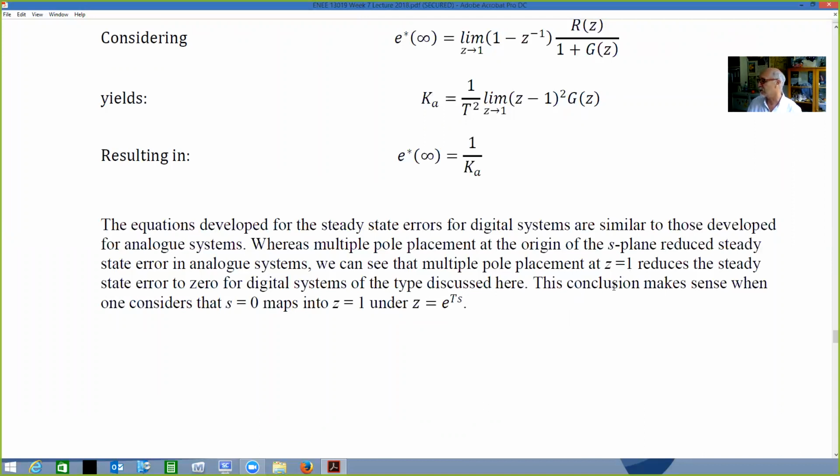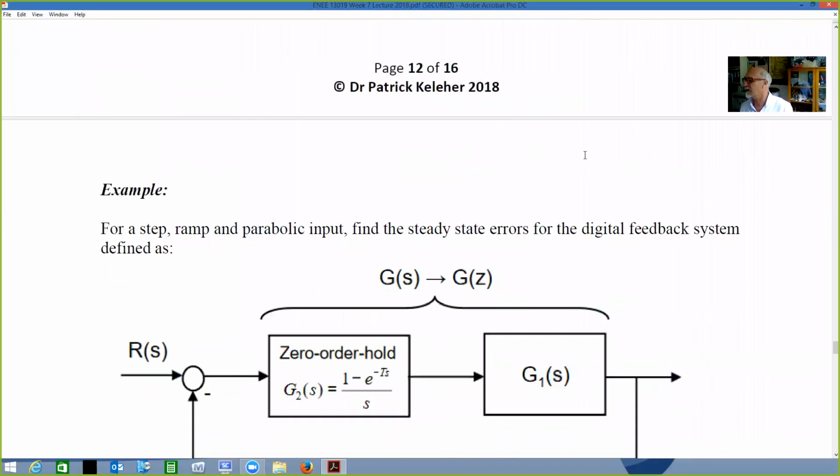And this conclusion makes sense when one considers that S equals 0 maps into Z equals 1 under Z equals e to the TS. Now again, don't get hung up on this stuff. Look at the formulas. There are some derivations there for you to take into account, but it's always the application of the mathematics. So why don't we have a look at an example?